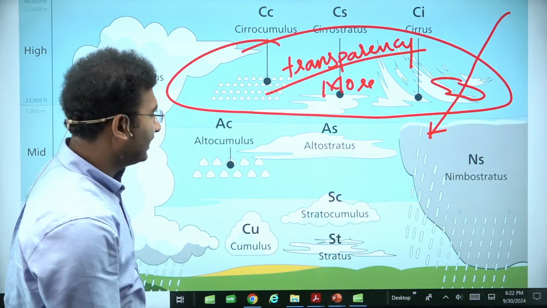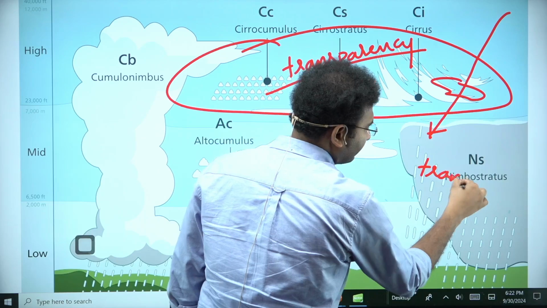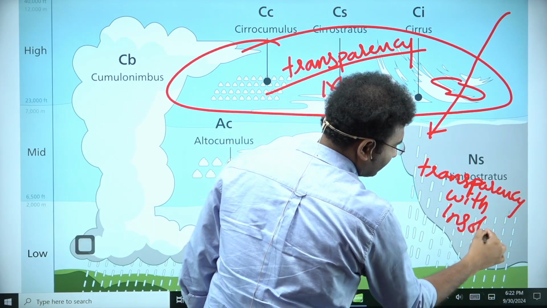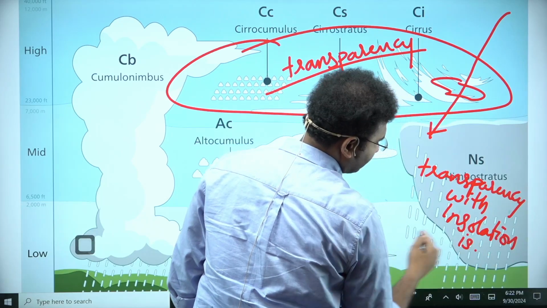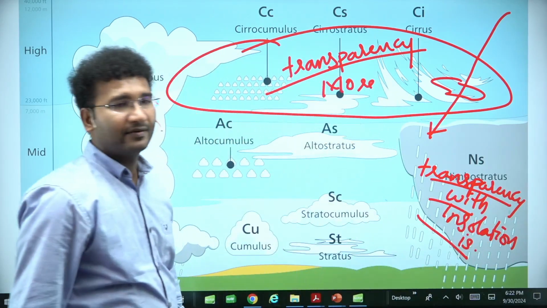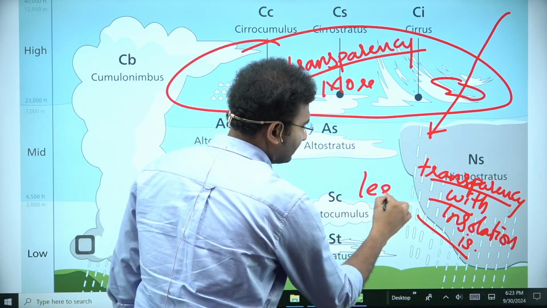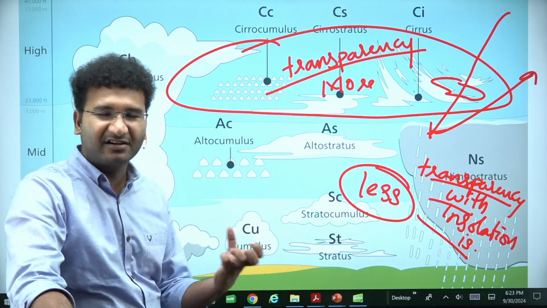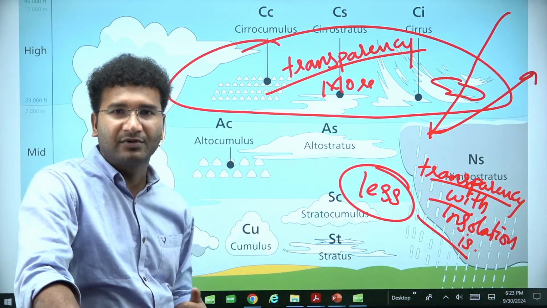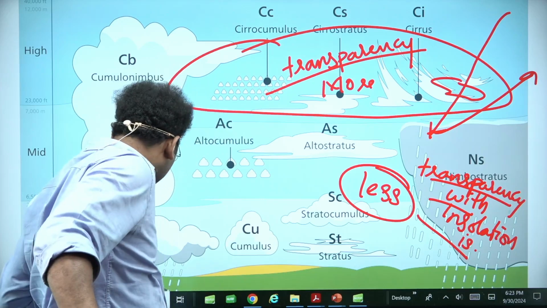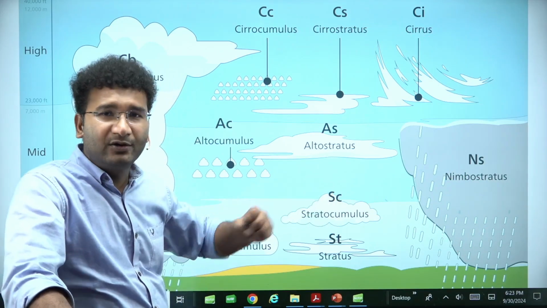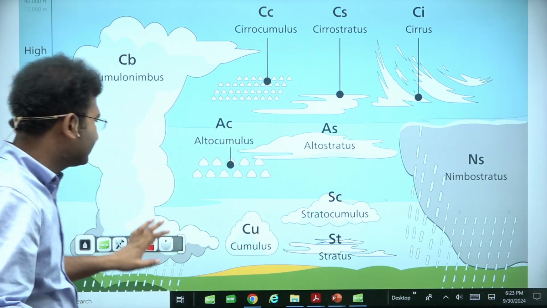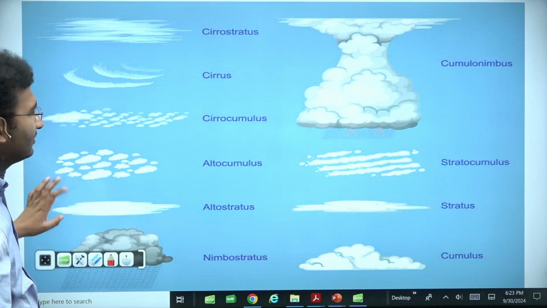right? But the transparency with insolation is less here. Okay? That means the sun rays cannot pass through, they will reflect back. Right? Thick clouds will be there. They will not let the sun's rays come down. Right? So in a nutshell, lower clouds help in cooling the earth, and higher clouds let the sun rays pass through. Now this is what clouds are. There are different types of the same clouds, right?